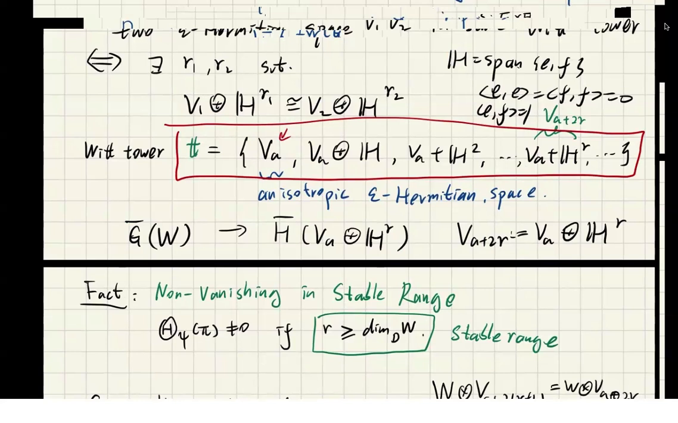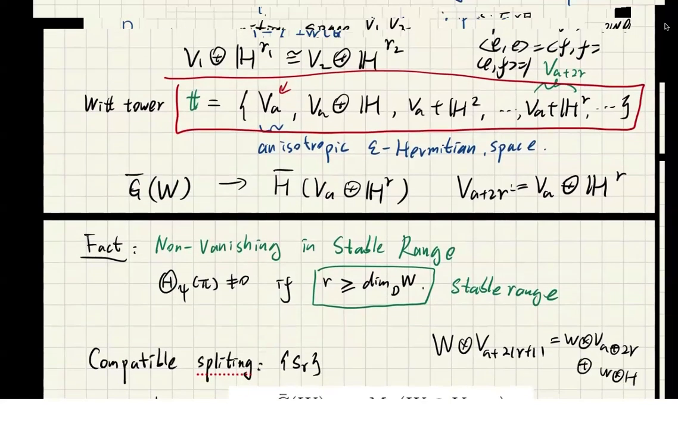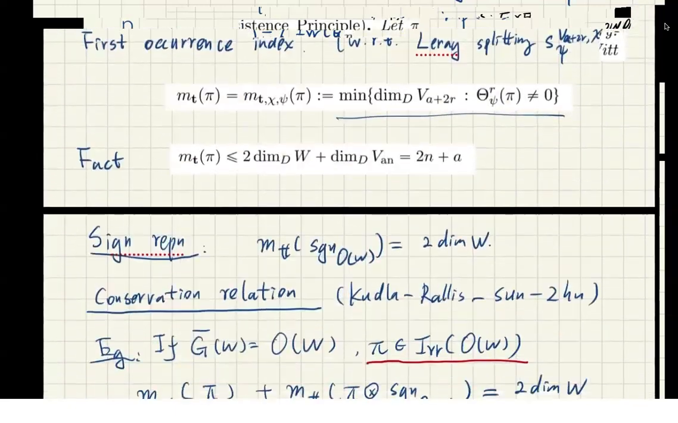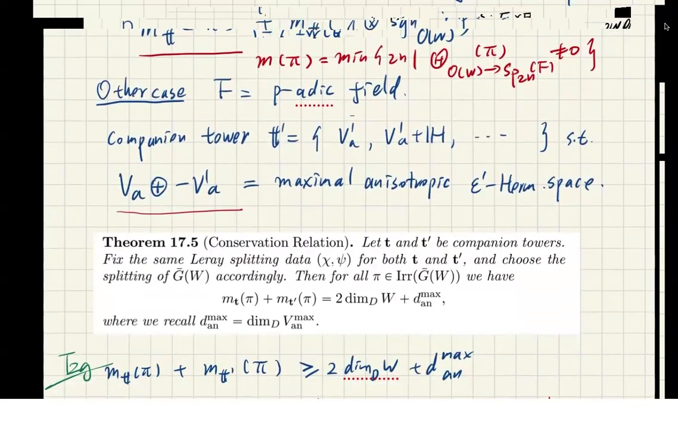The space is anisotropic. For example, if it is a skew-Hermitian or skew-symmetric form, then this will be the Witt tower of a symplectic space. So the zero space is this VA, and then VA plus hyperbolic spaces. All possible additions contribute to this Witt tower. Anyway, what you need is that V A plus V prime A, added together, is a maximal anisotropic epsilon prime-Hermitian space.